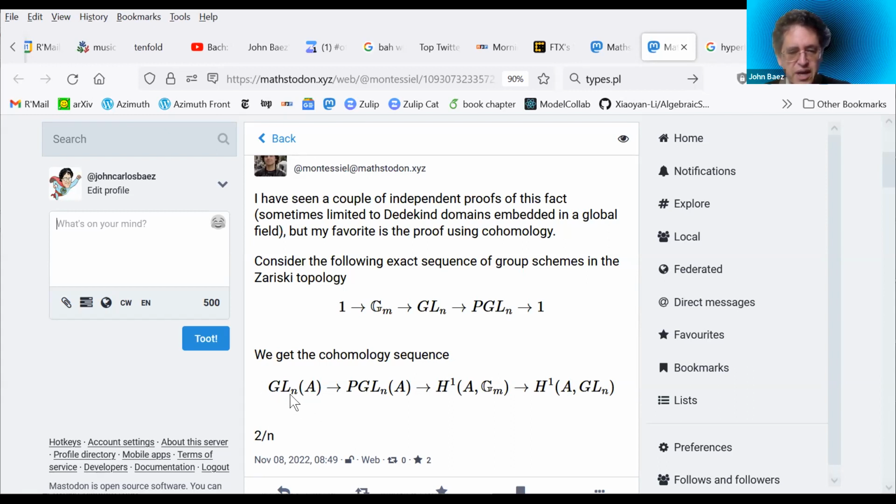But I would call these first two guys H0 of A with coefficients in GLN, H0 of A with coefficients in PGLN, and then popping up by the connecting homomorphism going to H1 of A with coefficients in GM, and then H1 of A with coefficients in GLN. Yeah, that's sounding like it's going to make sense. I mean, all these things I have to go home and check and see I'm not making stupid mistakes.